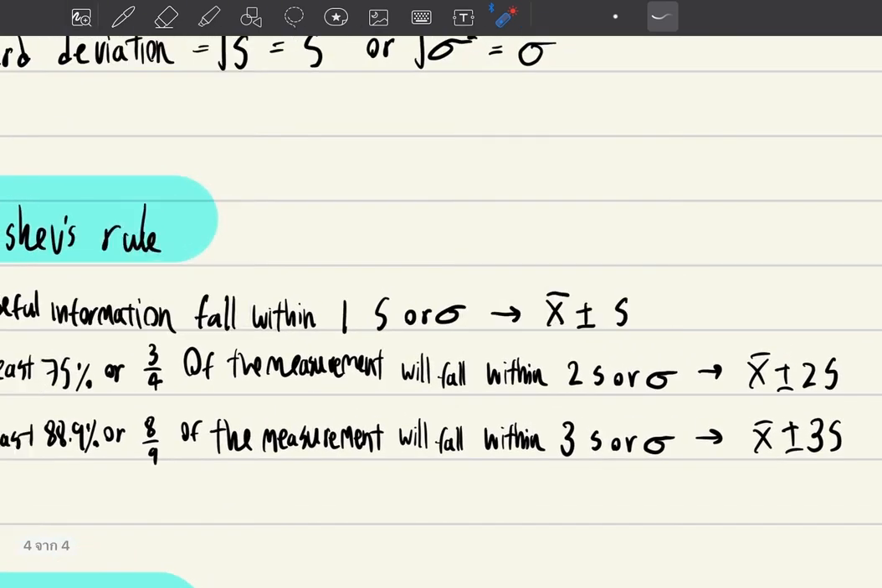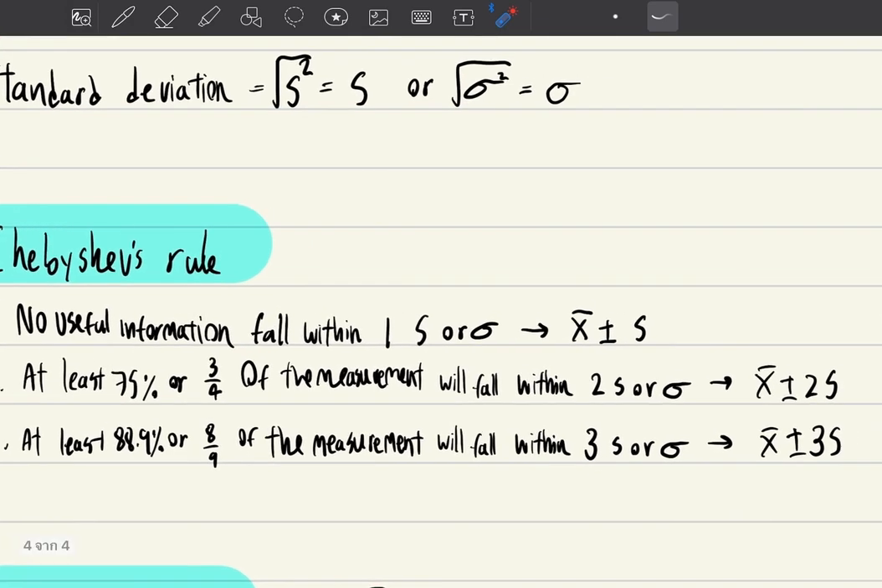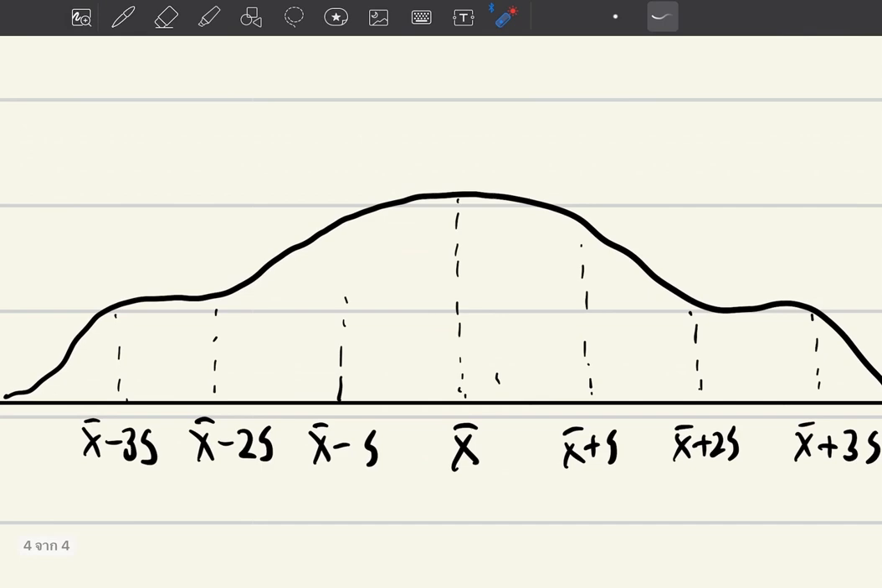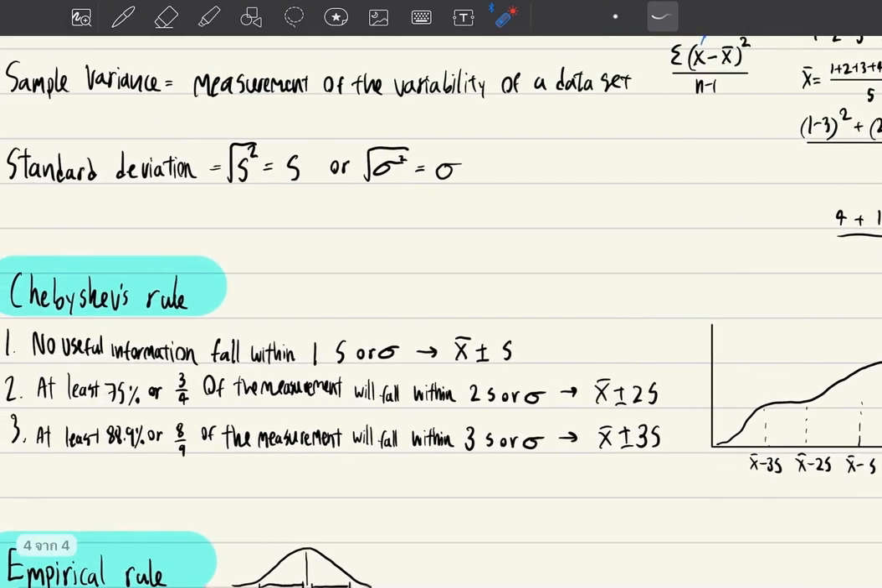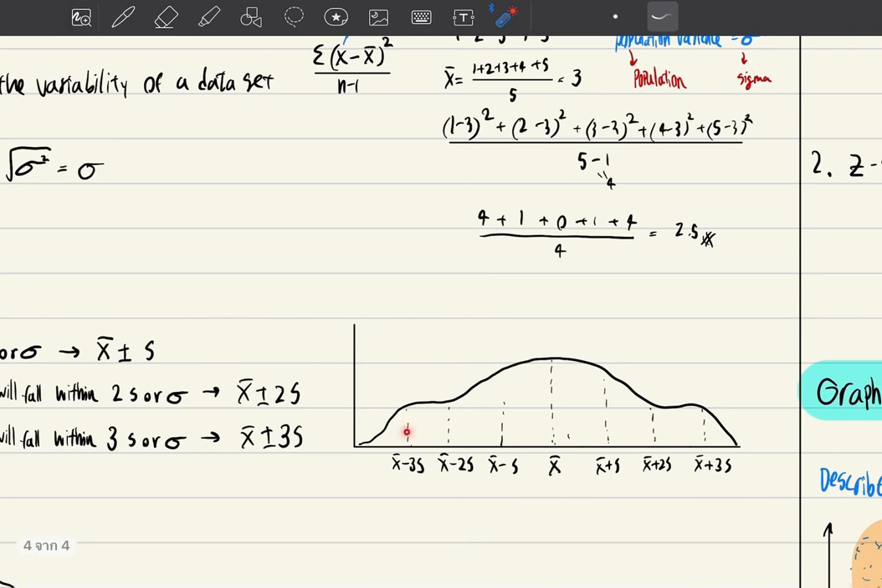The second rule is 75% or 3/4 of the measurements will fall within two standard deviations. So 75% or 3/4 will fall within this range over here. And the last one is at least 8/9, or approximately 89%, of the measurements will fall within three standard deviations, which is over here.